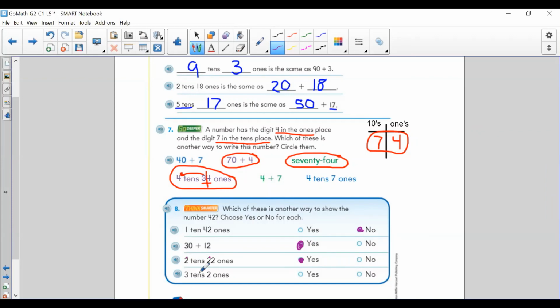How about 3 tens and 2 ones? Do you know what number that would be? Would that be 42 or 32? You're right. That would be 32. So that would be a no.